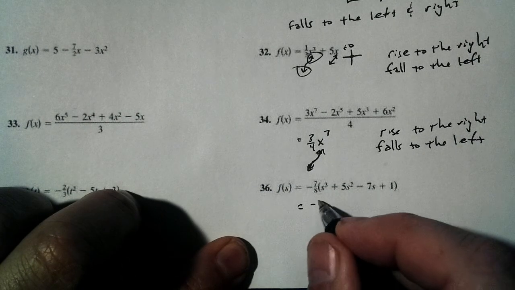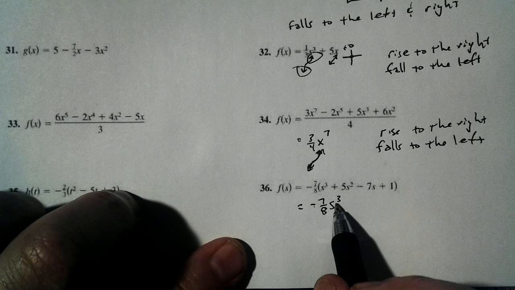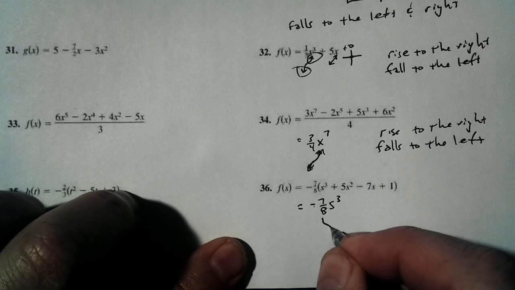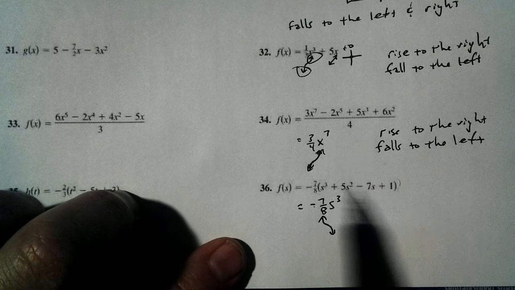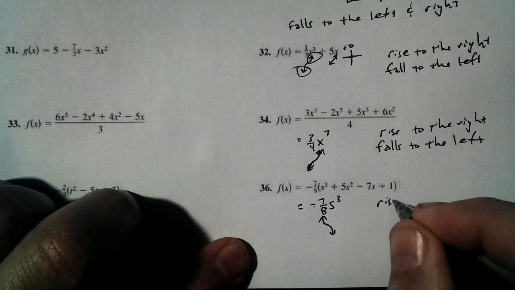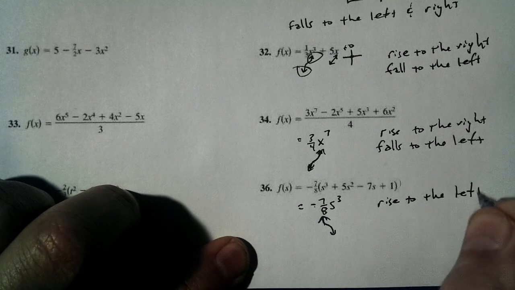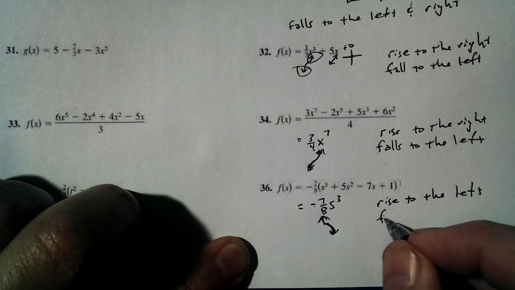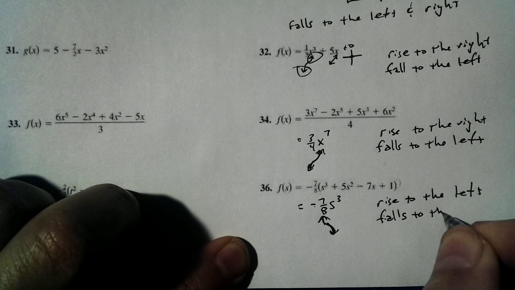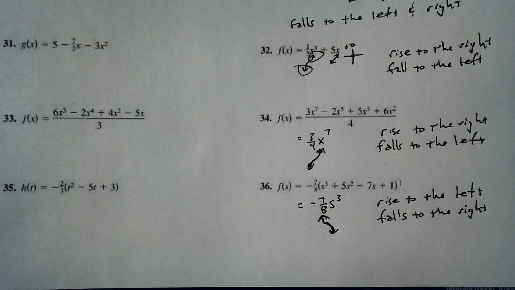This first term would be negative 7/8 x to the 3rd. It's an upside down odd, therefore wants to eventually look like that. It'll wiggle around for a while, but eventually it's going to look like this. So it's going to rise to the left as it falls to the right. Okay, so hopefully we got that. Important concept for us, not the most complicated, but let's make certain that we're 100% on board understanding that one.